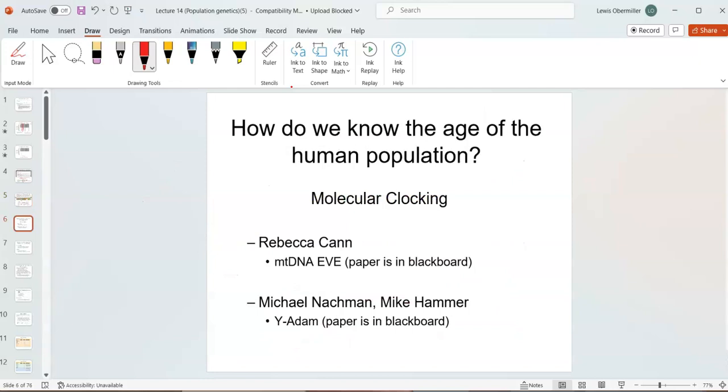All right. So how do we know the age of the human population? Well, we can do that using a technique called molecular clocking, and I'm going to explain it to you. But essentially, just think about it this way, and this is a very simple, dumbed down explanation of it. If mutation occurred at a certain frequency, let's say that every day you got one new mutation. Well, if you had 365 mutations, I would know that you've been around for a year.